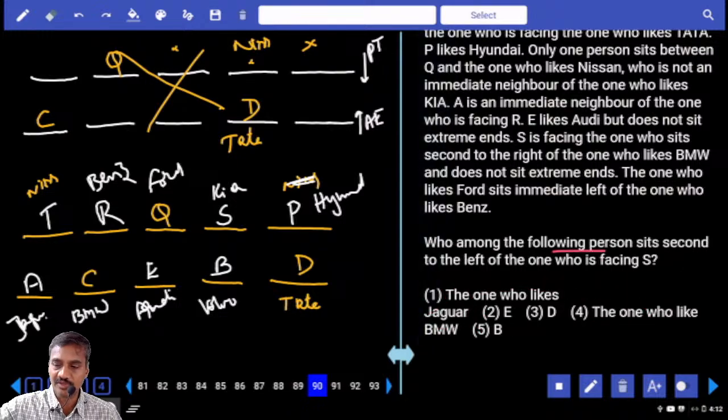And who among the following persons sits second to the left of the one who is facing S? S is opposite B, B's second left is C, the one who likes BMW, choice 4, question number 90.